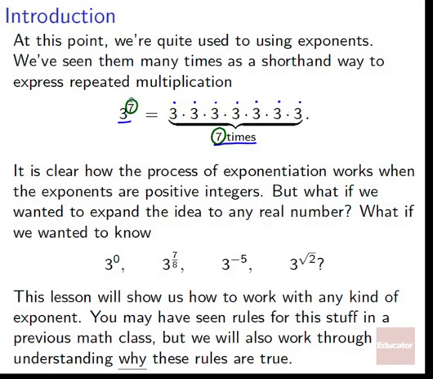That's what it represents. X squared is x times x. X cubed is x times x times x, 3 x's. X to the 4th would be 4 x's multiplied together, etc. So that's the idea of exponentiation. It's clear how this process works when the exponents are positive integers. It's just multiplied by itself that many times.